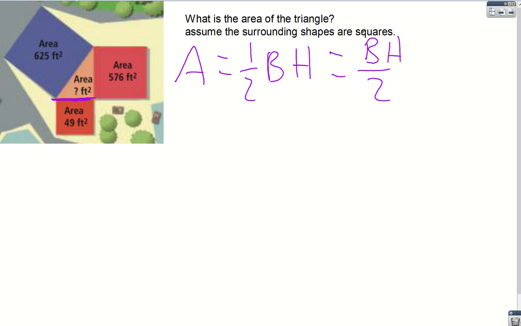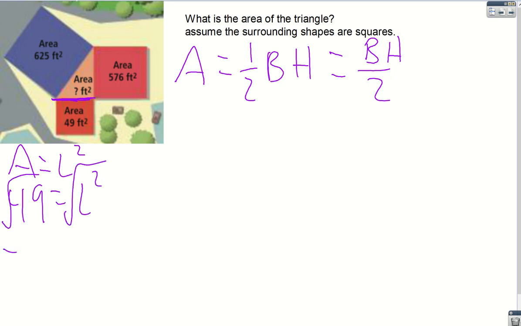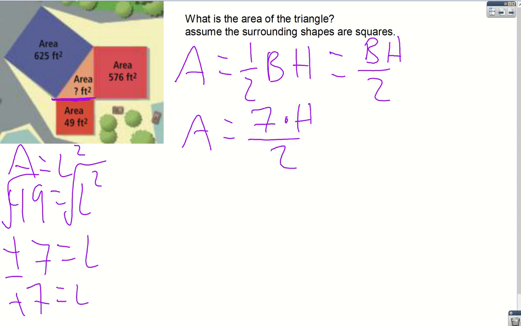To find it, assuming that this is a square, we have to find the area of a square. And the area of a square is just length squared, right? So if my area is 49, and I have to find my length, that means I square root both sides. I'm going to get positive or negative 7 for L. The thing with this word problem, because it's an area in feet, we can't have negative feet. So we assume that it's just going to be positive 7 for L, which means our base is 7 times h over 2.